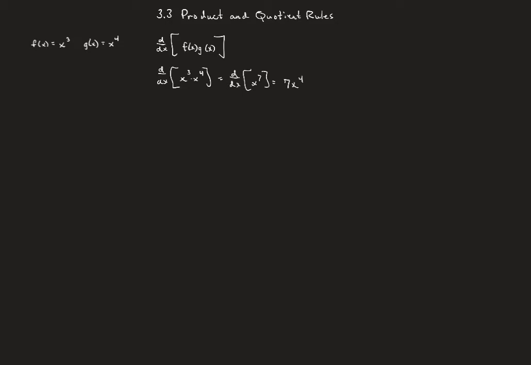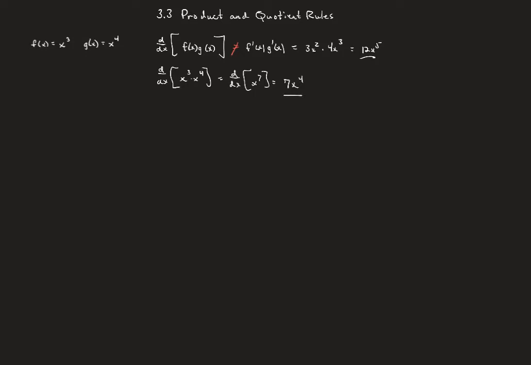But let's use this to see why our intuition is not correct. That is, this is not going to be equal to the product of the derivatives, which is what most people want to try to do. Because if we took the derivative of x to the third, we'd get 3x squared. And if we took the derivative of x to the fourth, we'd get 4x to the third, and that would give us 12x to the fifth, and we can see that is not what we should be getting.